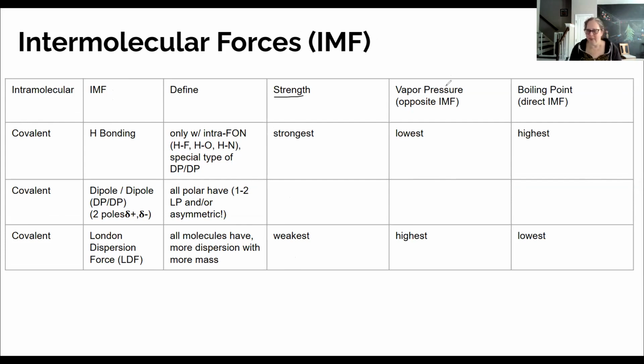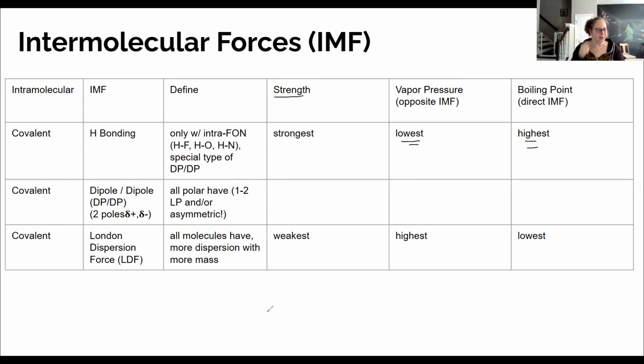Strength is opposite the vapor pressure. Strength is direct with the boiling point. So if you have a strong strength, you have a low vapor pressure and a high boiling point. That makes sense because a low vapor pressure means it doesn't have a lot of peer pressure to turn into a gas. If you have a high boiling point, it takes a while to turn into a gas. So it's the same thing, just worded a little bit differently.